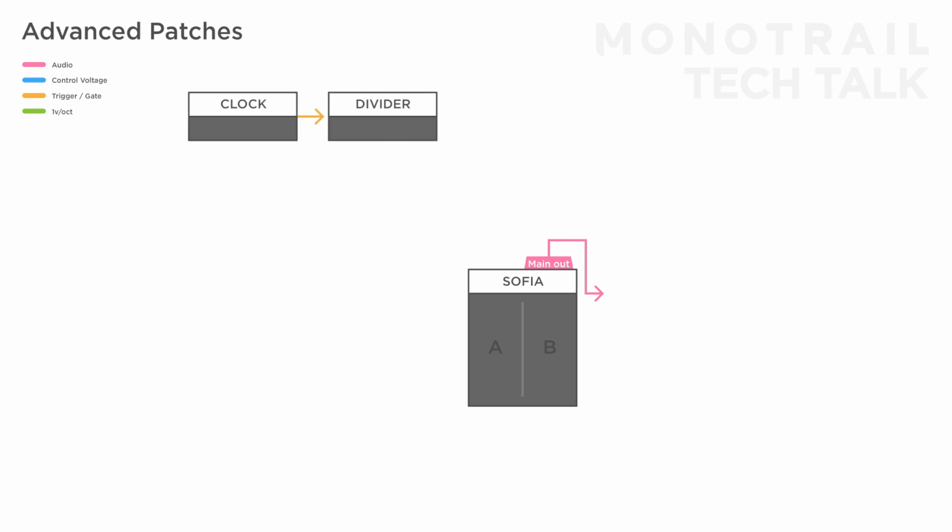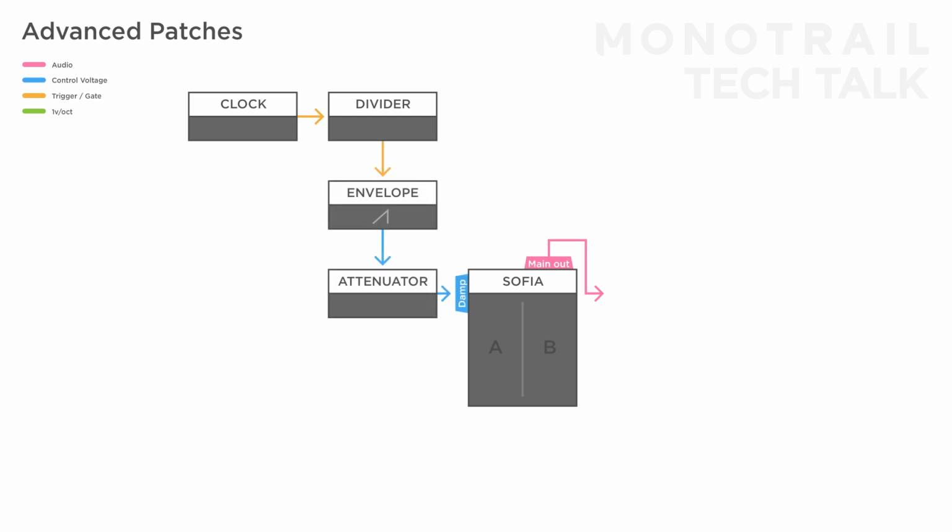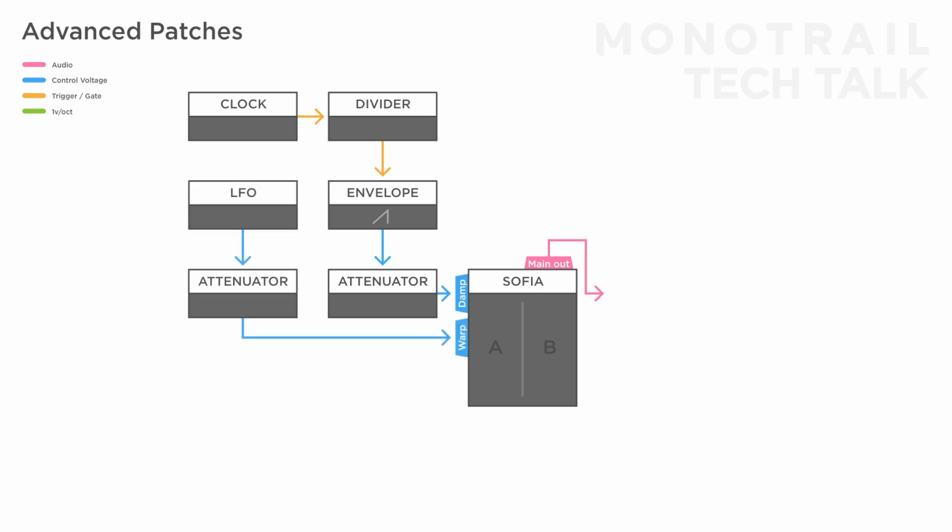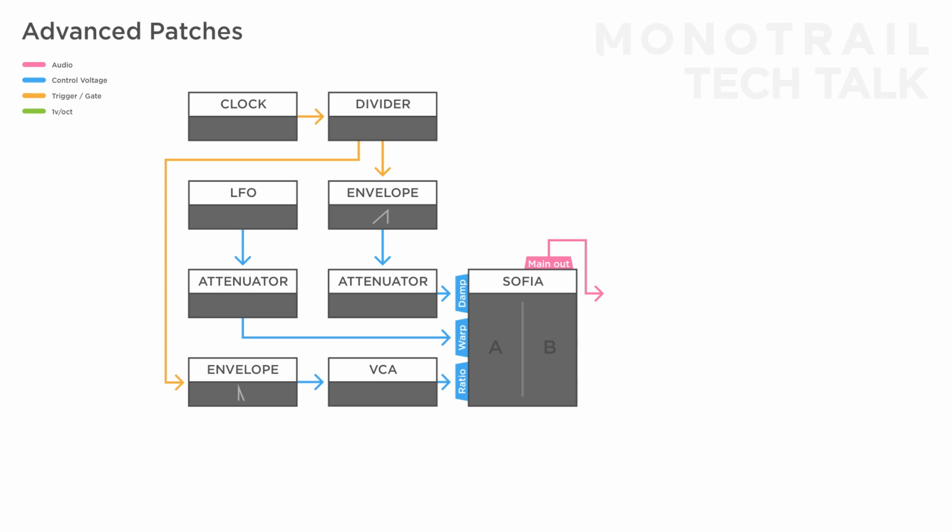A clock and clock divider are used to create tempo synced modulation. To bring dynamics to element A, a division is triggering a rising envelope. This is attenuated and modulating the damp. A free running LFO is attenuated and modulating the warp. And another division of the clock is used to trigger a short plucky envelope opening a VCA.